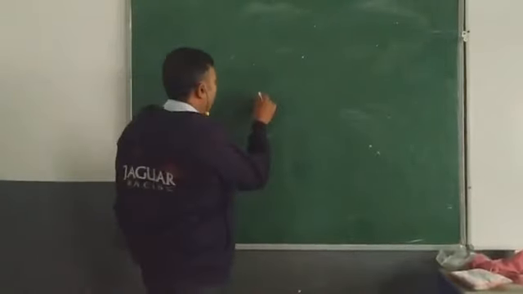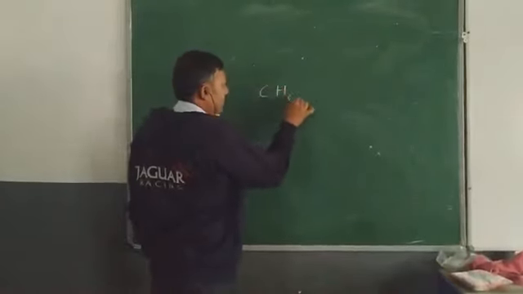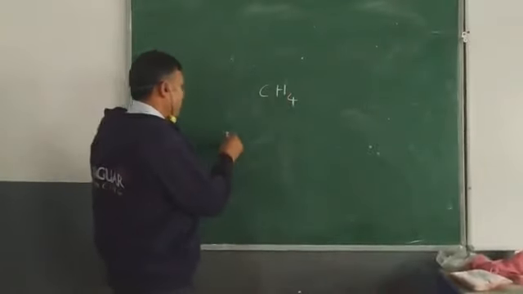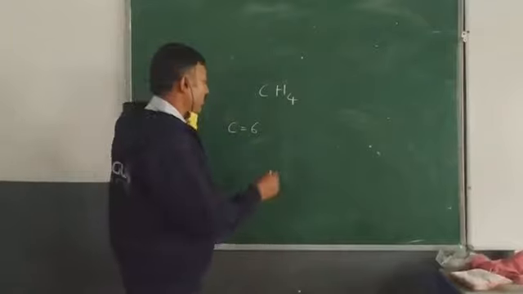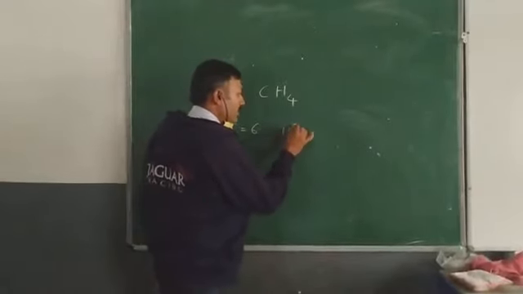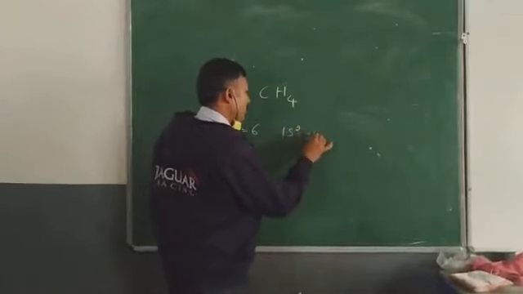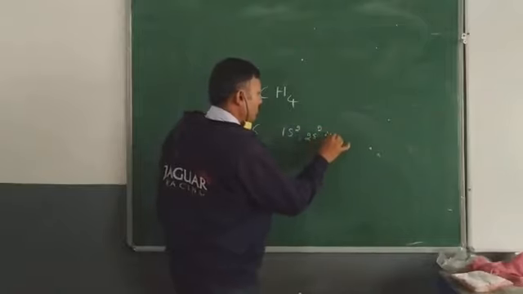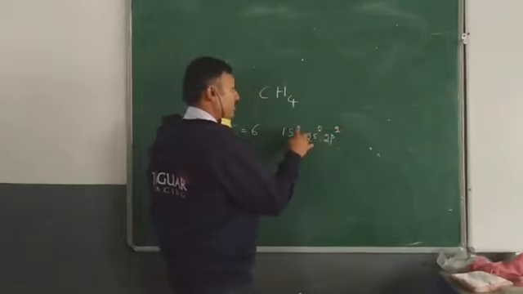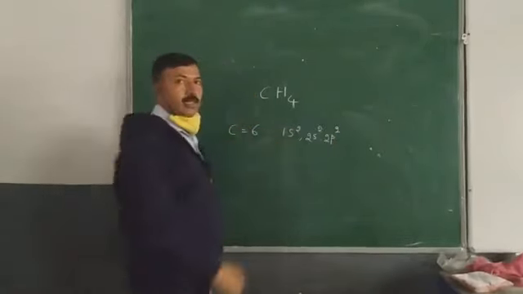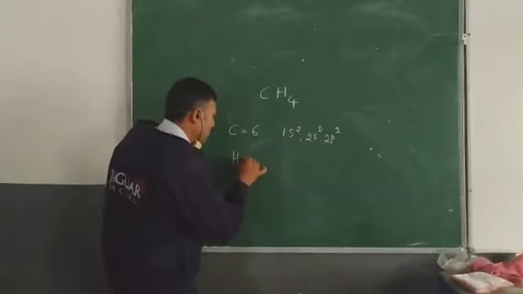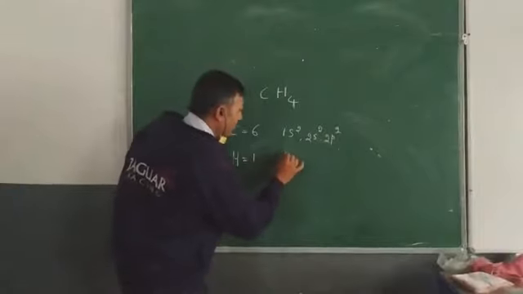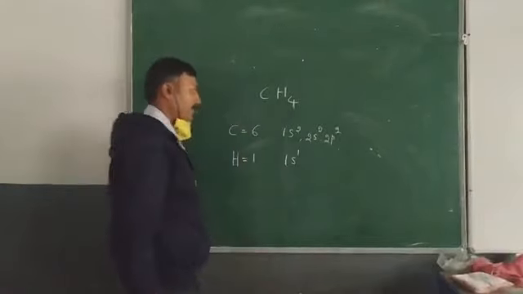Taking an example of methane, formed by CH4, the atomic number of carbon is 6. So its electronic configuration is 1s2, 2s2, 2p2, 2 plus 2 plus 2, 6. Atomic number of hydrogen is 1. Its electronic configuration is 1s1.